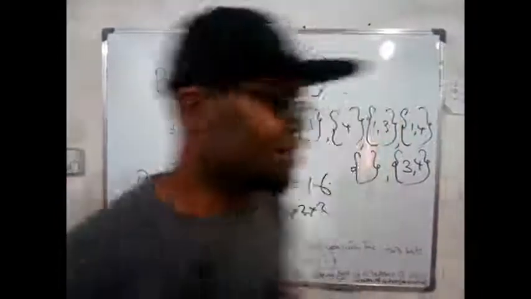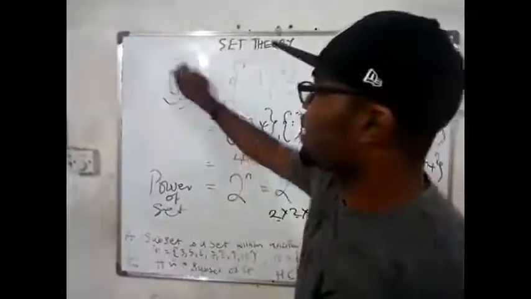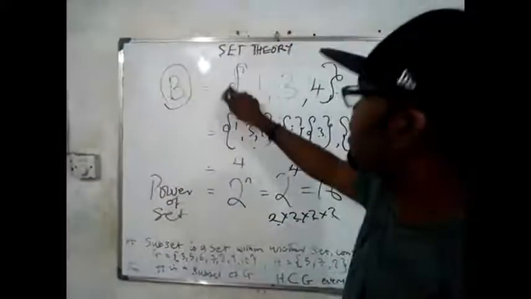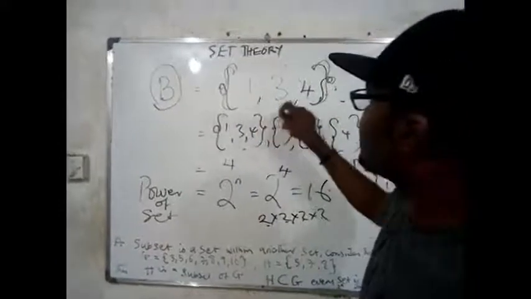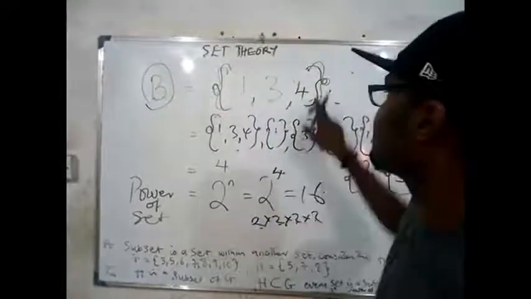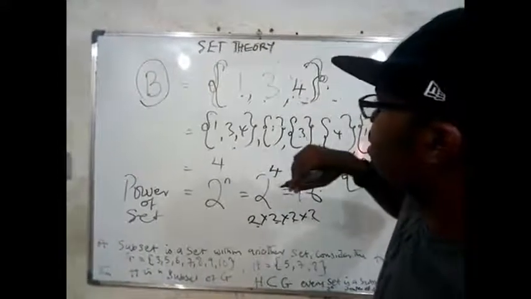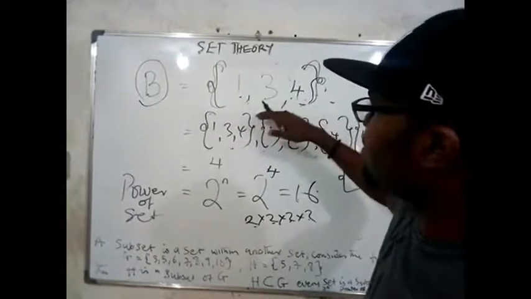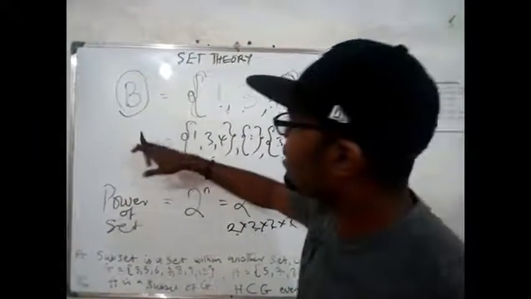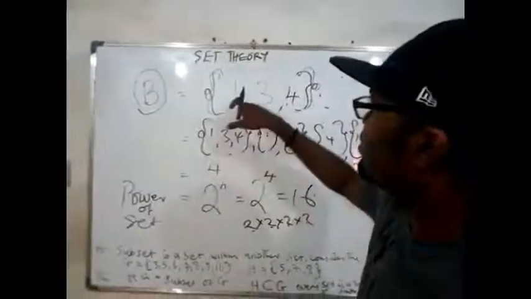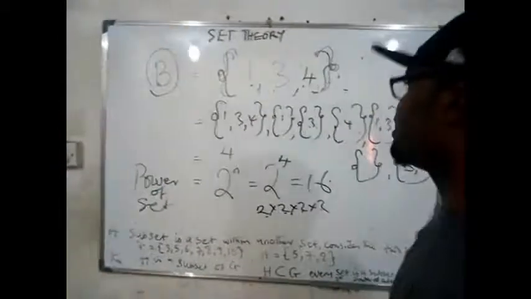So that is set theory. Make sure you understand. Every set is represented with a capital letter. And the content or the collection must be enclosed in curly brackets. And the elements must be separated with commas. These are the elements. And a subset of a set is another set that contains elements that are inside the main set.